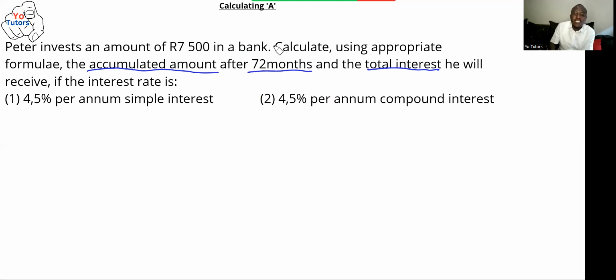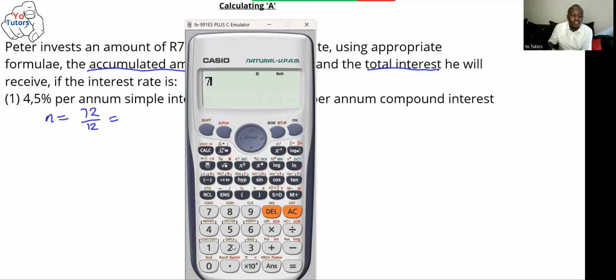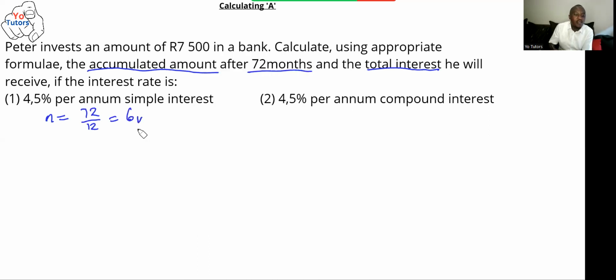So here you can see that our n, the period, is in terms of months, but we want it in years. So we're going to say our n is going to be 72 over 12. We're converting months to years. Then this will give us 72 divided by 12. What do we get? We get 6 years.